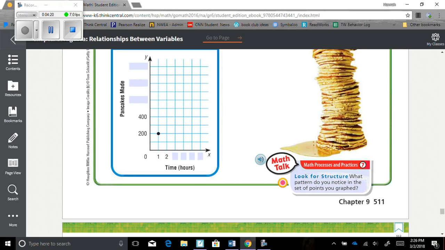What pattern do you notice in the set of points you graphed? The pattern that I noticed is that they lie in a straight line. If I drew a line to connect them, it would just be one straight line.